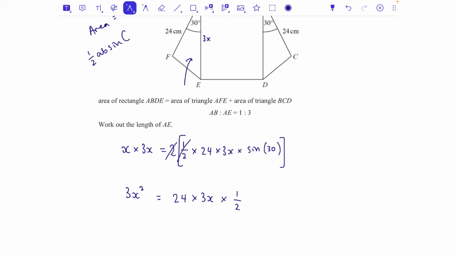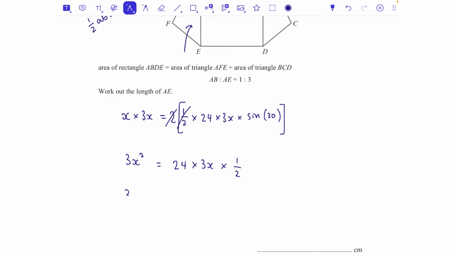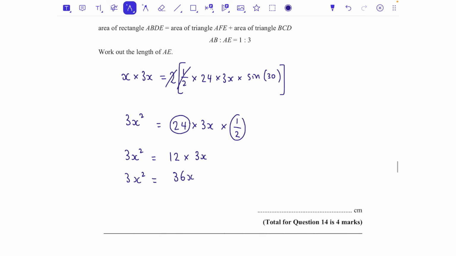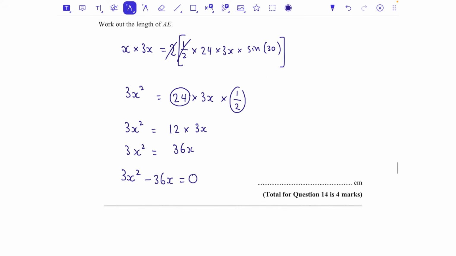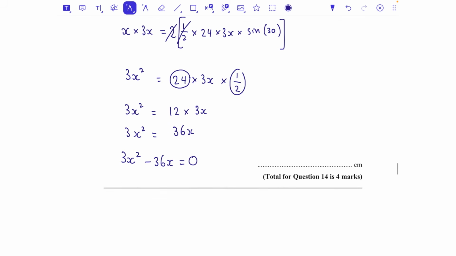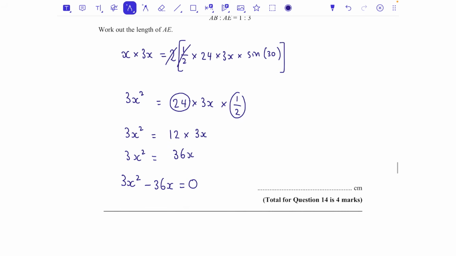So I'm just going to half 24 for ease here and say that 3x squared is equal to, let's take the 24 and the half and just write that as 12 times 3x, which is just 36x. So 3x squared equals 36x. Now, because this is a quadratic, I'm actually going to take it over to the left-hand side. 3x squared minus 36x equals 0. You don't have to. You could divide by 3, divide by x, but you're going to potentially lose a solution, and I'd rather do it properly.